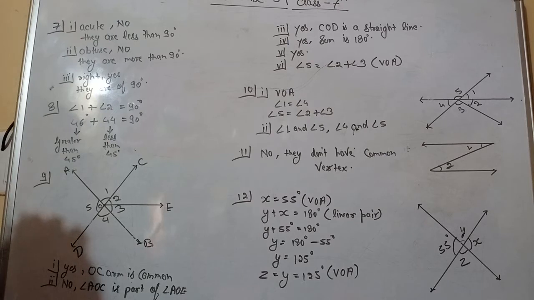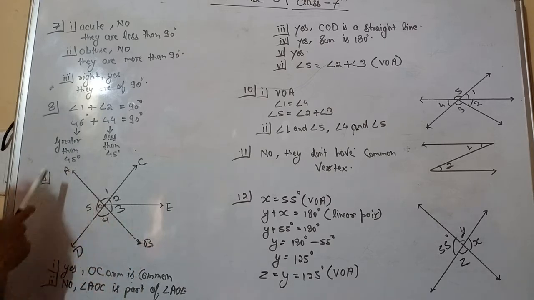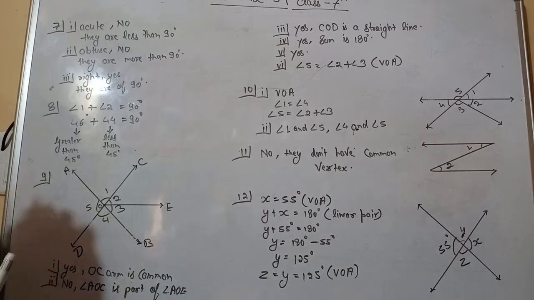Option number 4. What is given? Are BOD and DOA supplementary angles? Here is BOD and here is DOA. Again BOA is a straight line. So yes, they will form a linear pair. Or we can say supplementary.